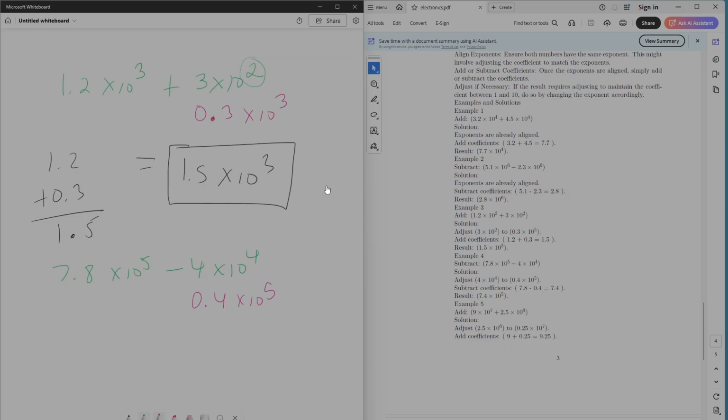Now we can subtract. So we do 7.8 minus 0.4. 8 minus 4 is 4, and then 7 minus 0 is 7, so that's 7.4. So the answer to this will be 7.4 times 10 to the 5th.